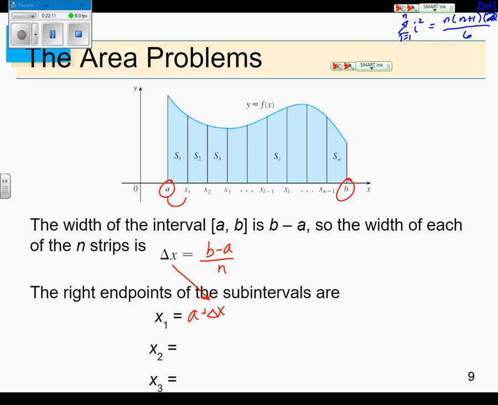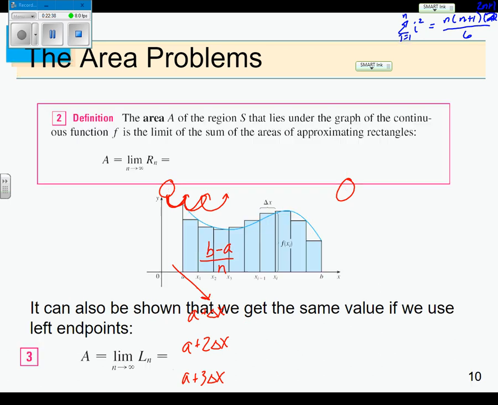So a plus delta x would land me at x1, all right? If I take my a and add 2 delta x's, 1, 2, it's going to land me at x2. And you can just kind of see how this would go. A plus 3 delta x's, 1, 2, 3, boom, I landed at x sub 3. So that's just some formulas that we may or may not use. We can make more sense of those later if we need to, okay?